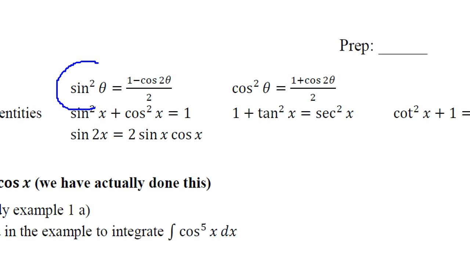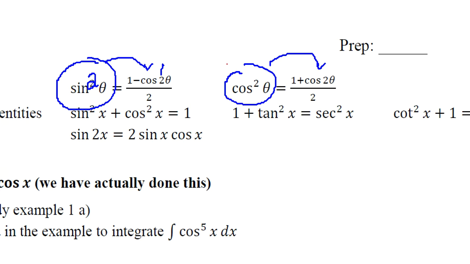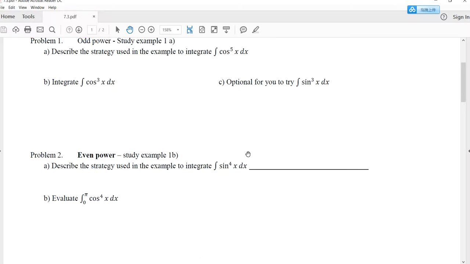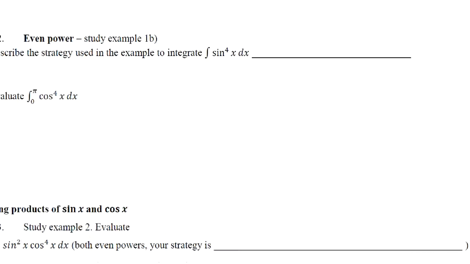So sine to an even power, when this is power 2, it can be reduced down to power 1 in terms of cosine. And similarly, cosine squared can be reduced down to power 1 in terms of cosine as well. The difference between these two formulas is, I hope you can see, that the signs are different. That's it. So now let's go back to this problem and give it a try.